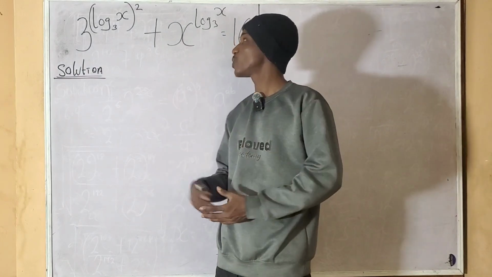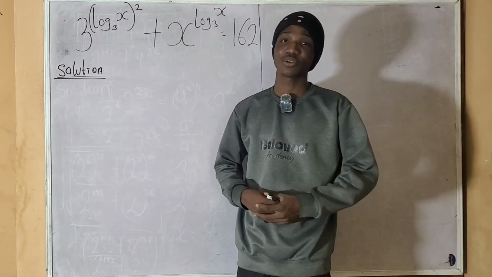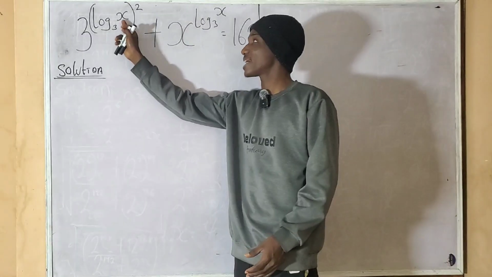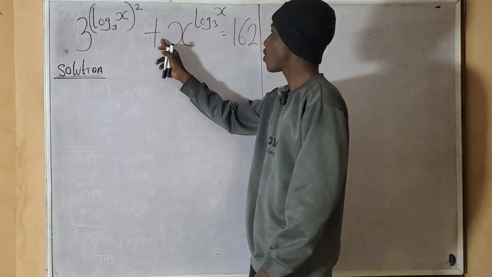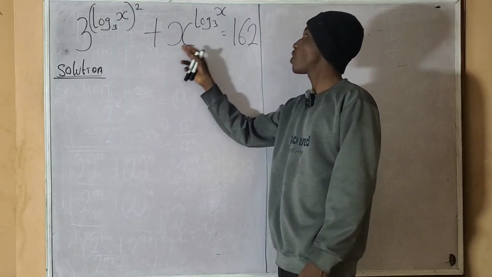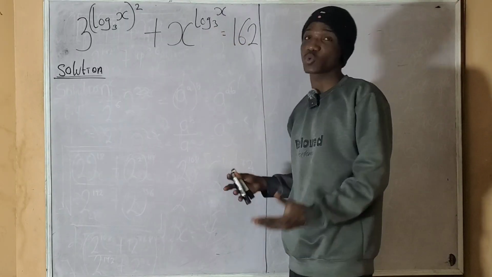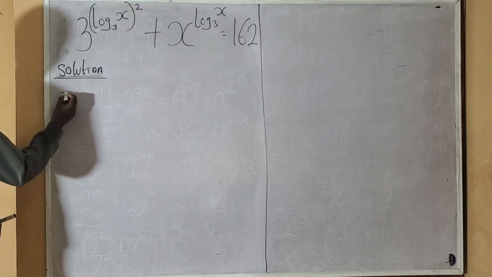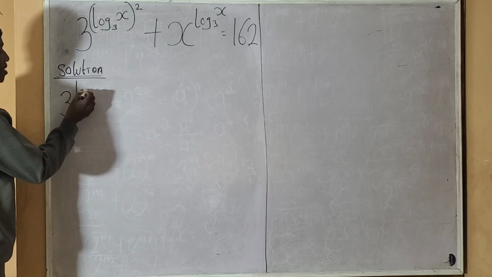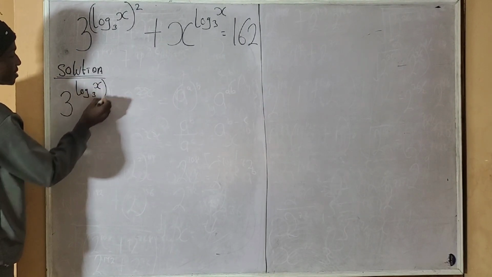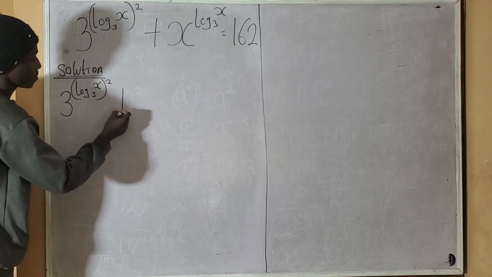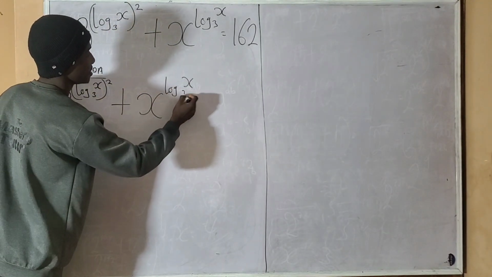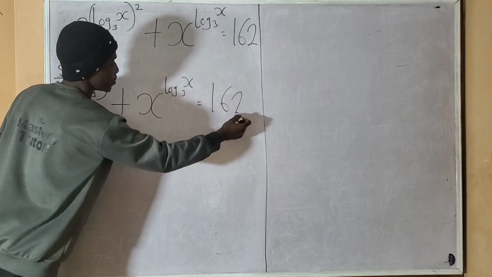We have a beautiful logarithmic equation on the board. The goal is to find the value of x in 3 raised to the power of (log x base 3) squared, plus x raised to the power of log x base 3, equals 162. If you want to solve this question, we have 3 raised to the power of (log x base 3) squared plus x raised to the power of log x base 3 equals 162.